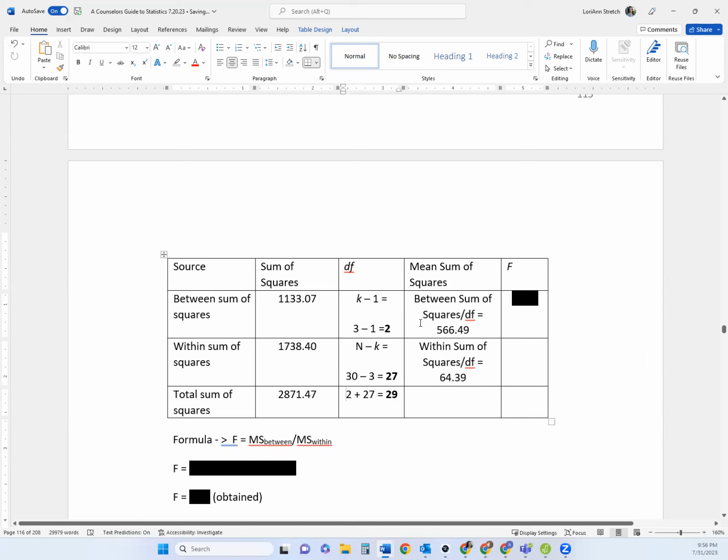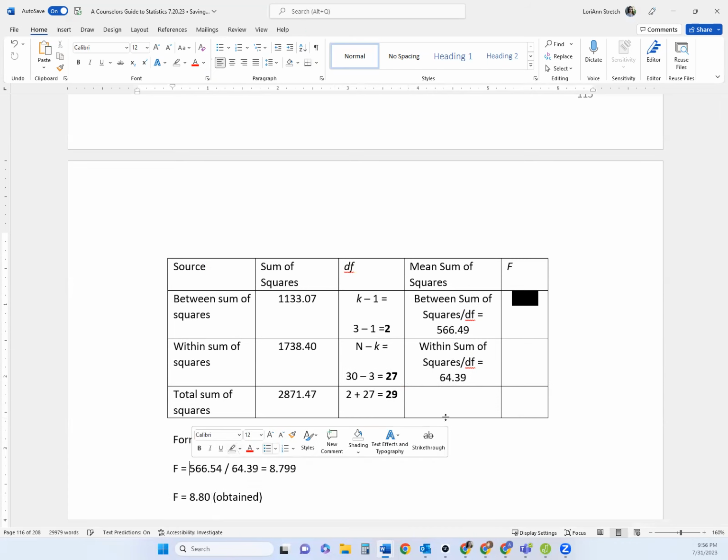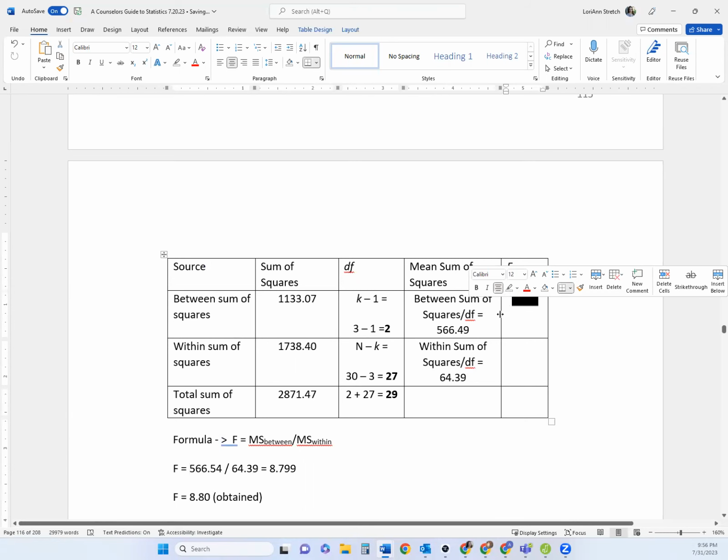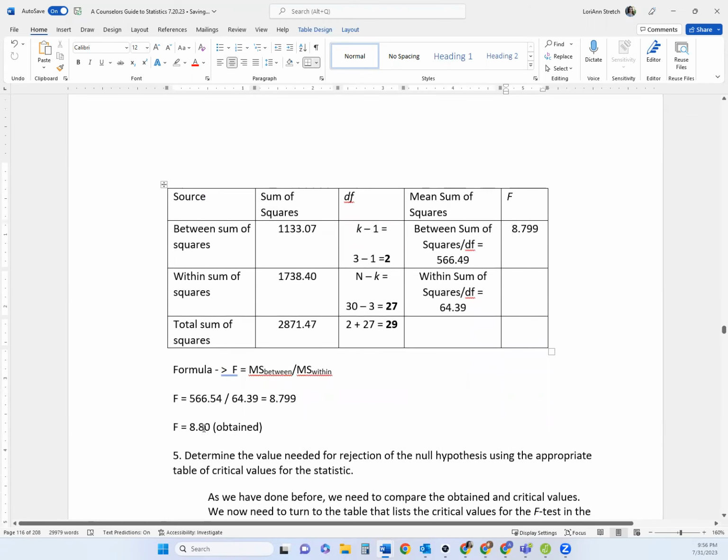Now I'm going to divide this mean sum of squares, 566.49, by my within, 64.39. And that, when I calculate it up, is going to give me 8.808 when I round up. It's really 8.799. When I round to 2 decimals, it's going to give me 8.80.